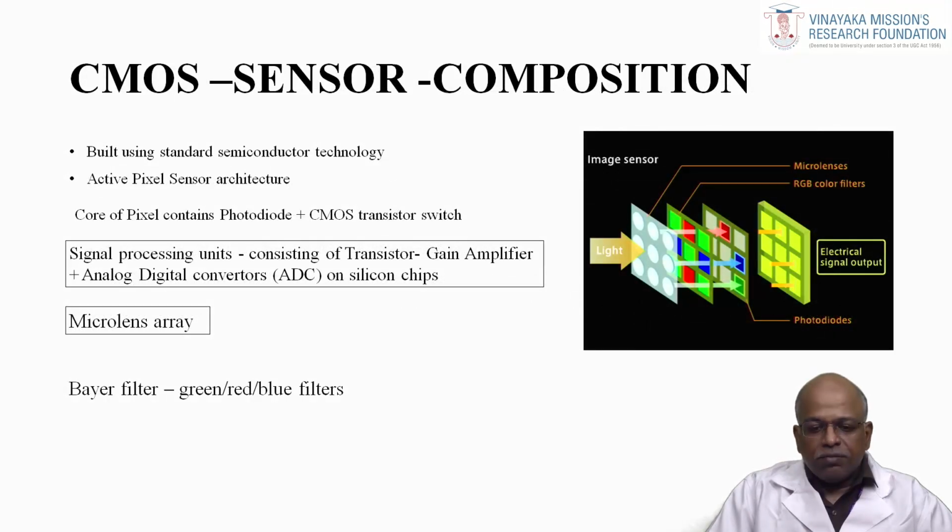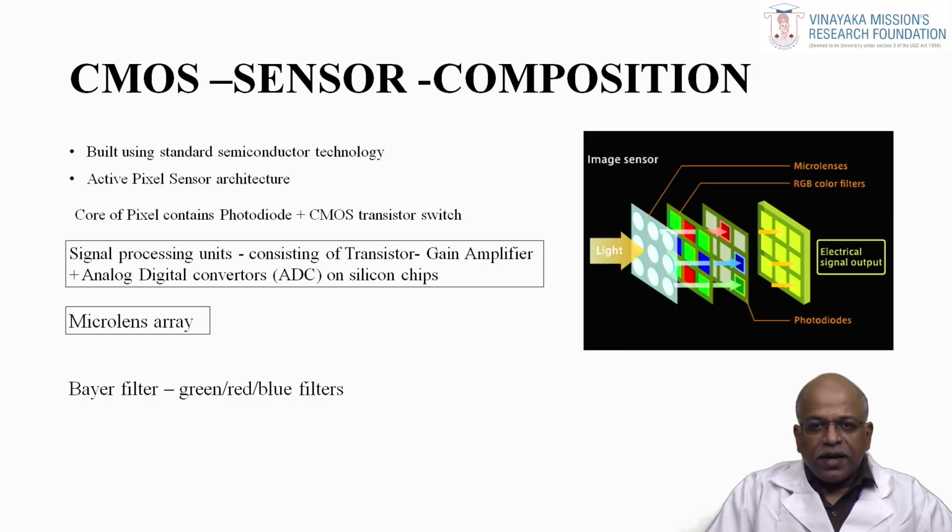Coming to the composition of a CMOS sensor. The CMOS sensors are built using standard semiconductor technology. It works on the principle of active pixel sensor architecture, in which a core of pixels contains photodiodes along with a CMOS transistor switch. The signal processing units consist of transistors, which gain and amplify the signals, and analog to digital converters embedded on integrated silicon chips.